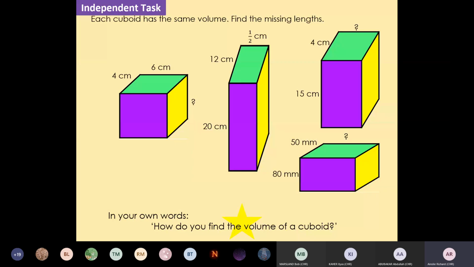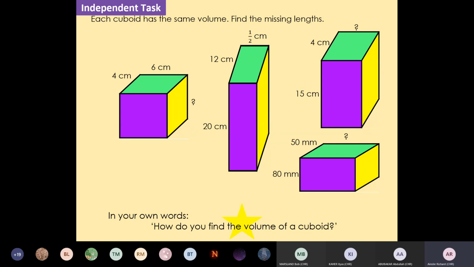So again, we don't have that much longer left of the lesson, but if you could just have a go at one of these questions, maybe. So each cuboid here has the same volume. Find the missing length. I'll just help you out with the one in the middle. You've got all 3 dimensions there, just to speed up the process. So 20 times 12 times by half. Well, 12 times by half is 6, and then 6 times by 20 is 120. So all 4 cuboids have a volume of 120.